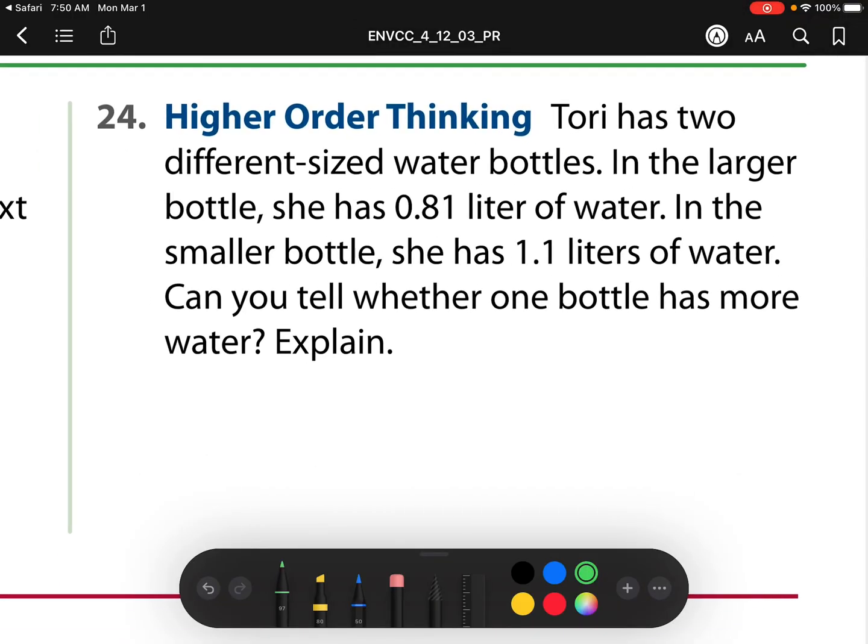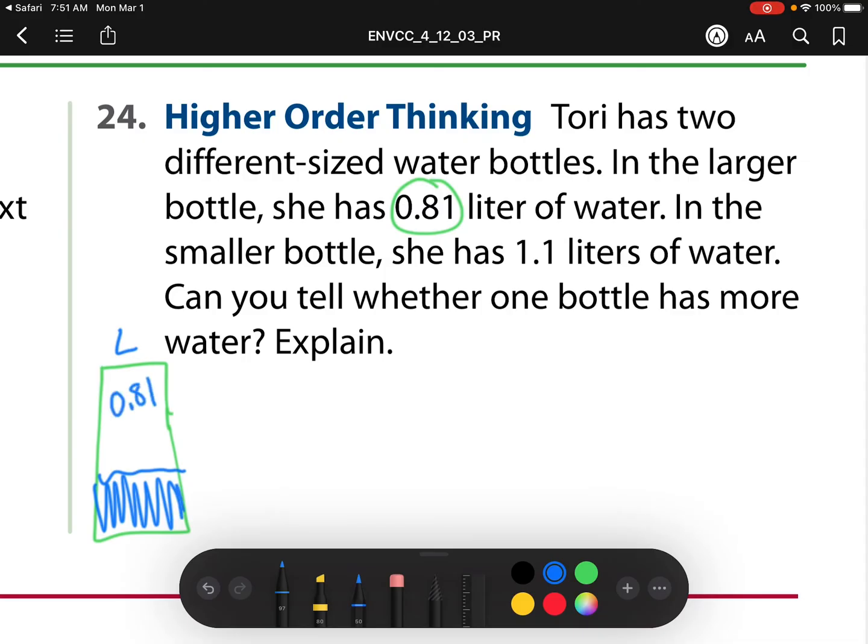Now, for number 24, it says Tori has 2 different size water bottles. In the larger bottle, she has 81/100 liter of water. In the smaller bottle, she has 1 1/10 of a liter of water. Can you tell whether one bottle has more water? Explain. So, there's this large water bottle. I'm just going to draw a picture to help me visualize it. There's this large water bottle, and it's filled with water. So we're going to label it large, and it has 81/100.